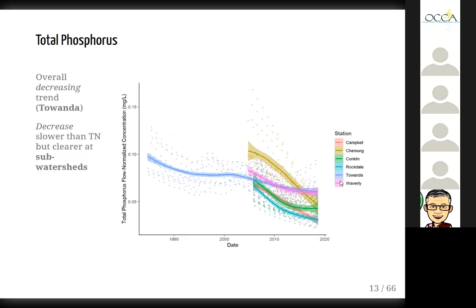Same thing here in total phosphorus. Again, flow normalized concentrations. It's an overall decreasing trend, and although the rate of decrease is much slower overall, when we look at the sub-watersheds, it seems like these rates are actually coming down pretty quickly. So we don't quite know why in Towanda it doesn't show the same type of decrease overall.